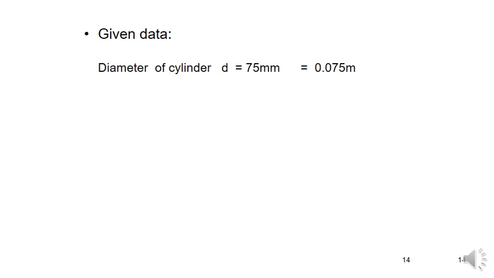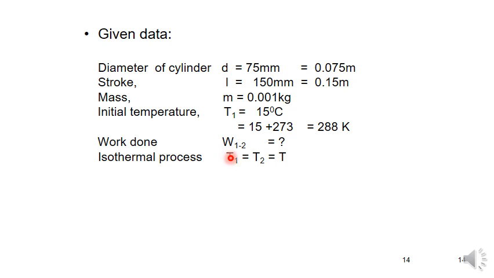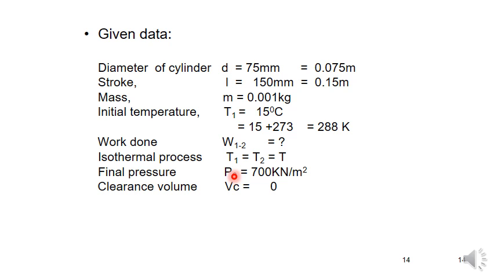So the diameter of this cylinder D is 75 mm, length 150 mm. I am converting into meters: 0.15 meters. Mass 0.01 kg, initial temperature 15 degrees centigrade. I am converting into Kelvin: 15 plus 273, 288 Kelvin. Work done W is the question mark. Isothermal process means T1 equal to T2 is equal to T, and the final pressure is 700 kilonewton per meter square. Clearance volume 0, Cp value, Cv value.